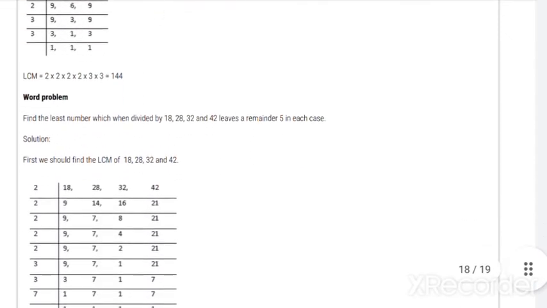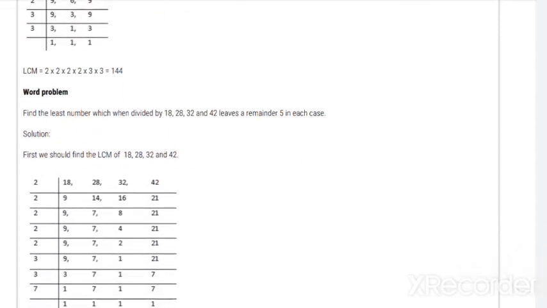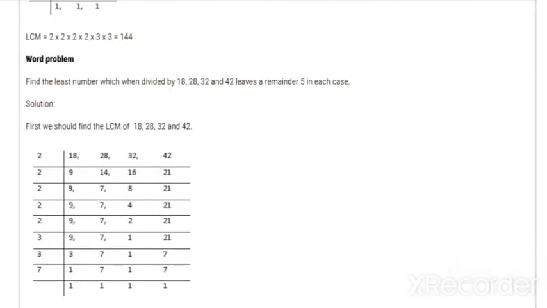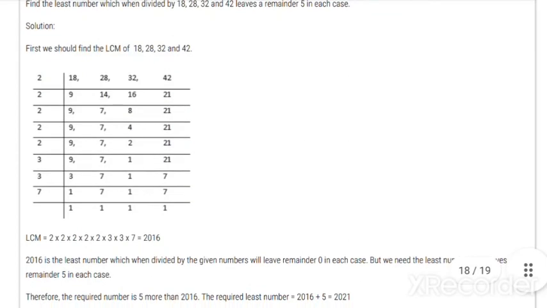Suppose one question, a word problem: find the least number which when divided by 18, 28, 32 and 42 leaves a remainder 5 in each case. So children, what will you do? First we should find the LCM of the given numbers, and after that, children, if you see on the screen, that is equal to 2016, that is the LCM.